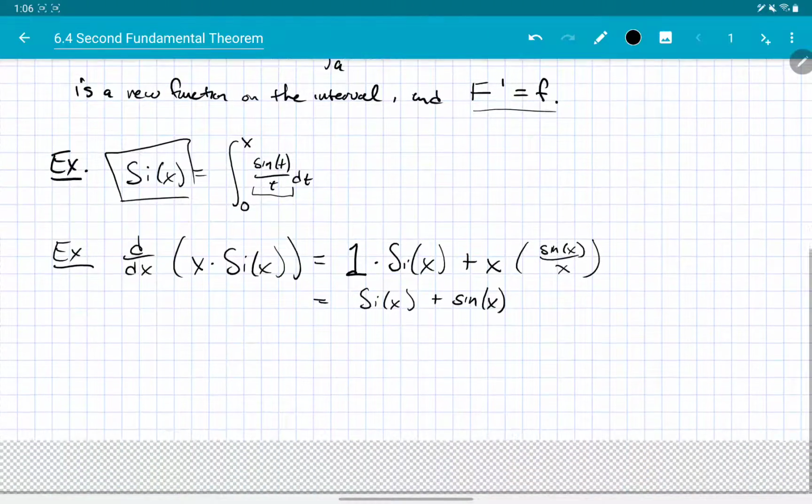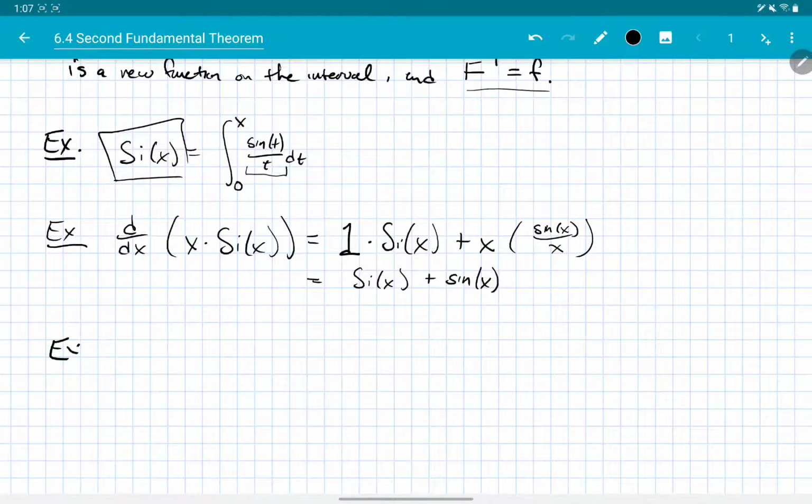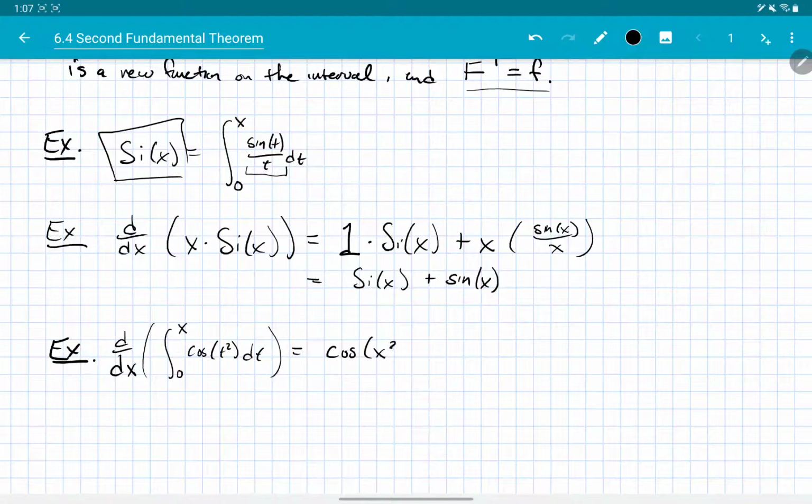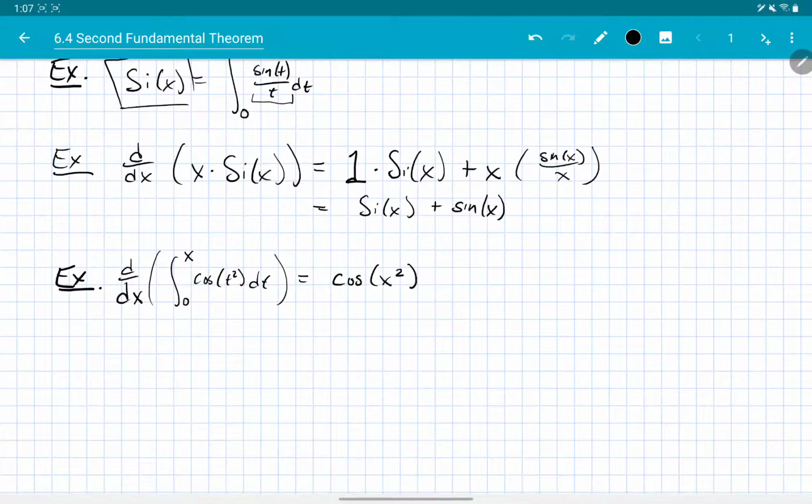All right, so let's do a few more examples like this, right? If we define a new function by the integral from 0 to x of cosine t squared dt, and we want to take the derivative of it, derivative with respect to x, the fundamental theorem says, oh, this is just cosine of x squared. And we're good.